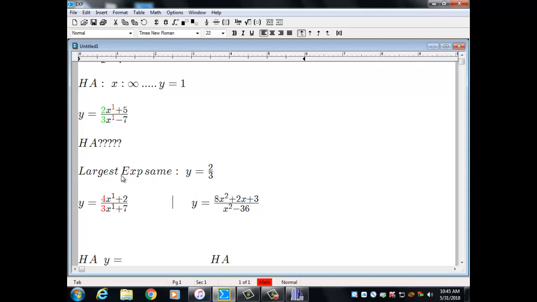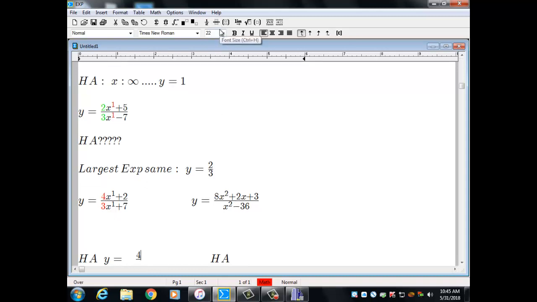The exponents on this one aren't colored. This can be blue. All right. Or black. So, for this one, it's going to be y equals 4/3. What will this one be? Y equals 8. Again, we look at the exponents.